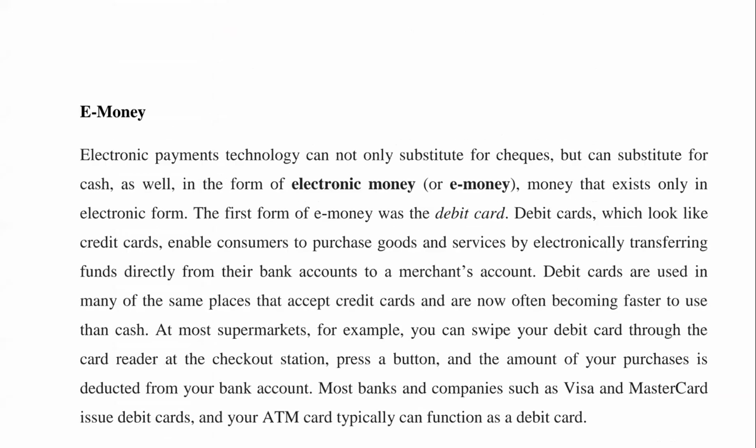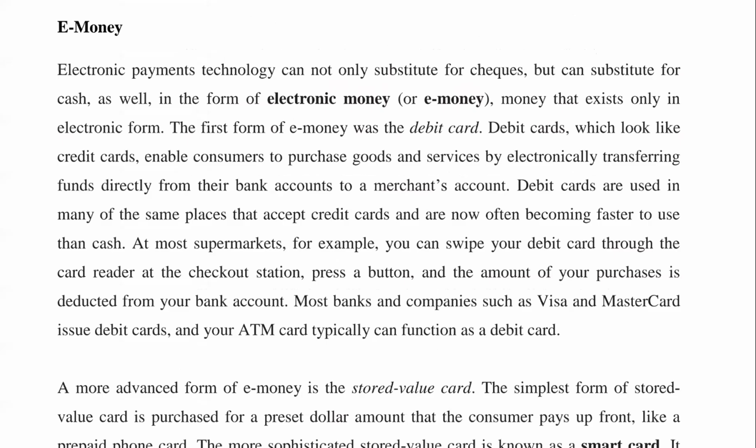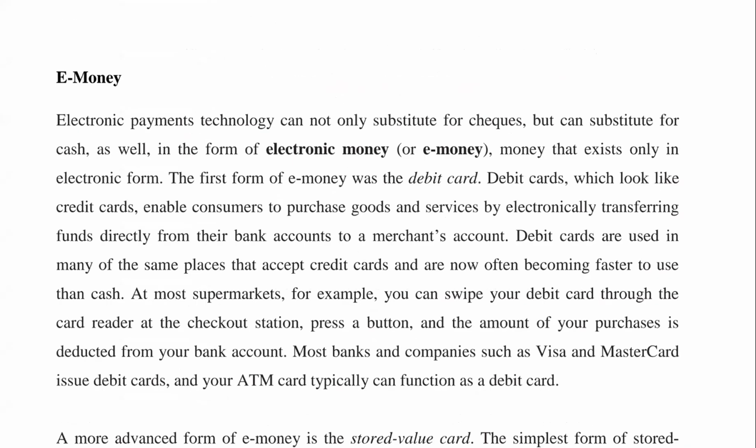After the electronic payments came what is known as the e-money system, right? The electronic payments technology can not only substitute for checks, but it can substitute for cash as well, in the form of electronic money, the e-money. So money that exists only in electronic form, that is e-money. The first form of it was the debit card, which looks like the credit card.